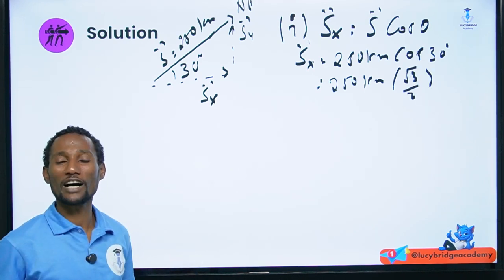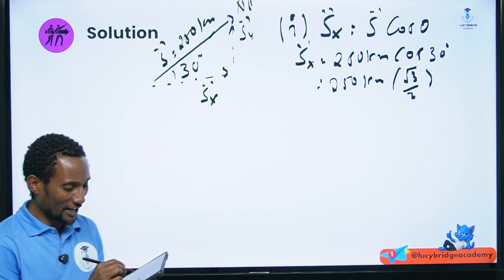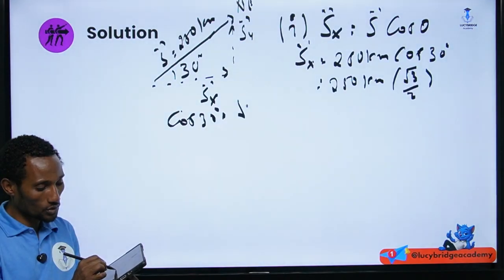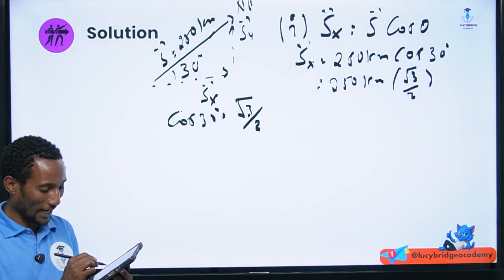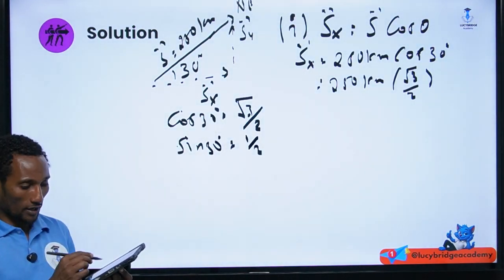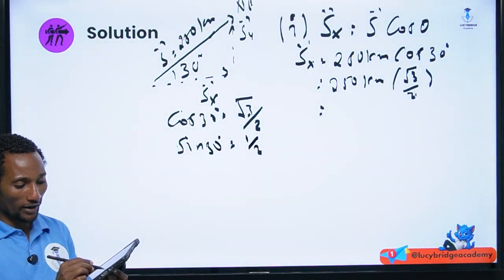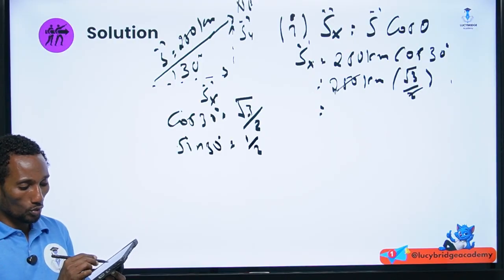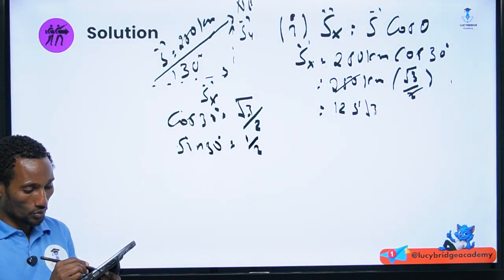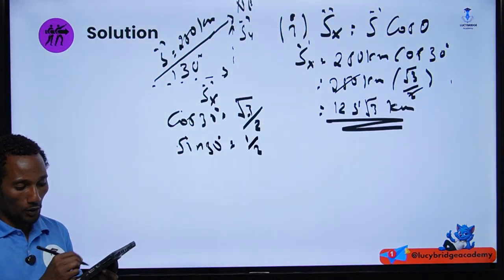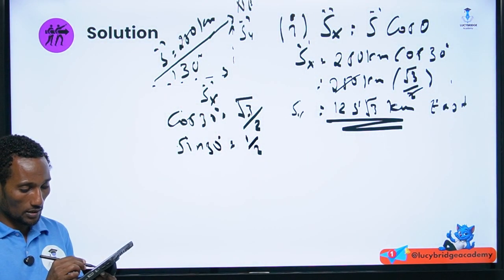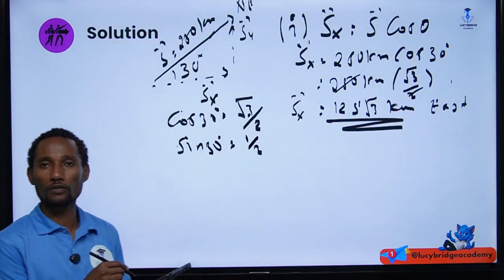Using the trigonometric values, cos 30 degrees equals root 3 over 2, whereas sine 30 degrees is the same as 1 over 2. Putting these values in, we have 1 by 2, 125. Here it is 125 root 3 kilometers to the east. This is the vector resolved to the x-axis.